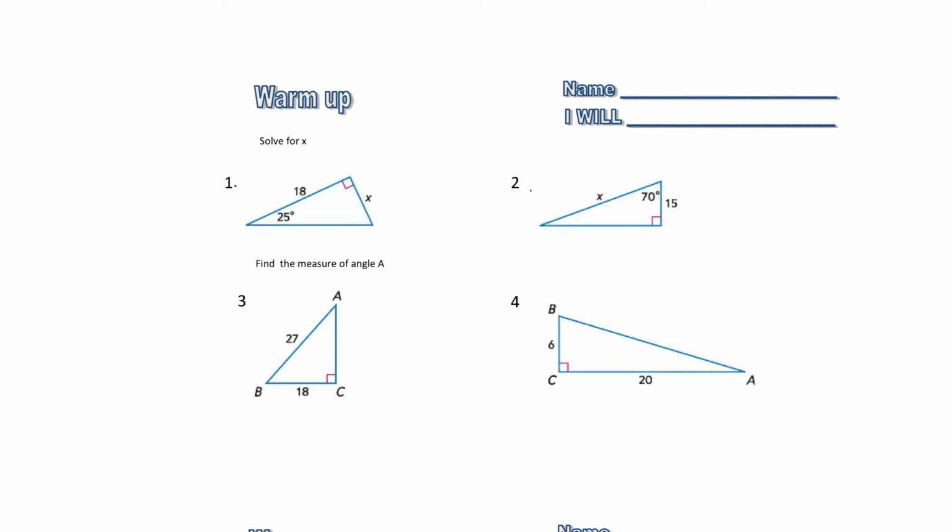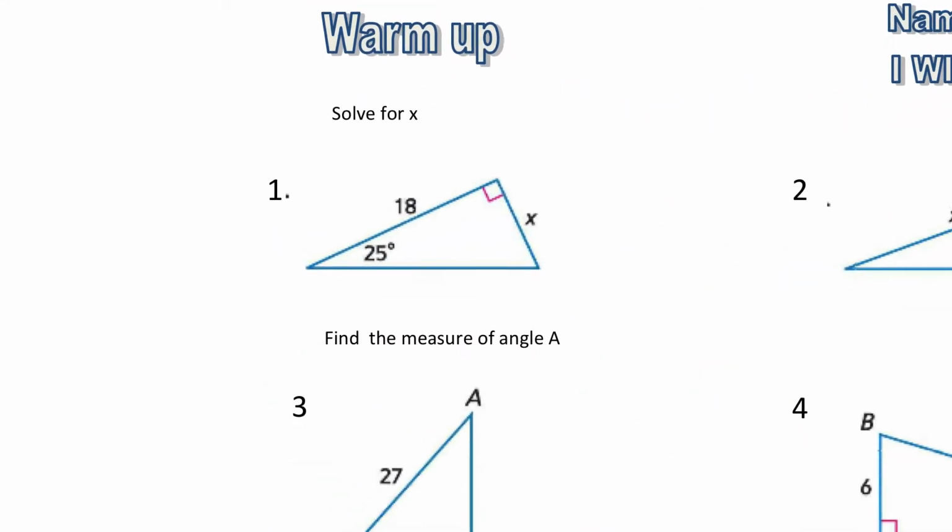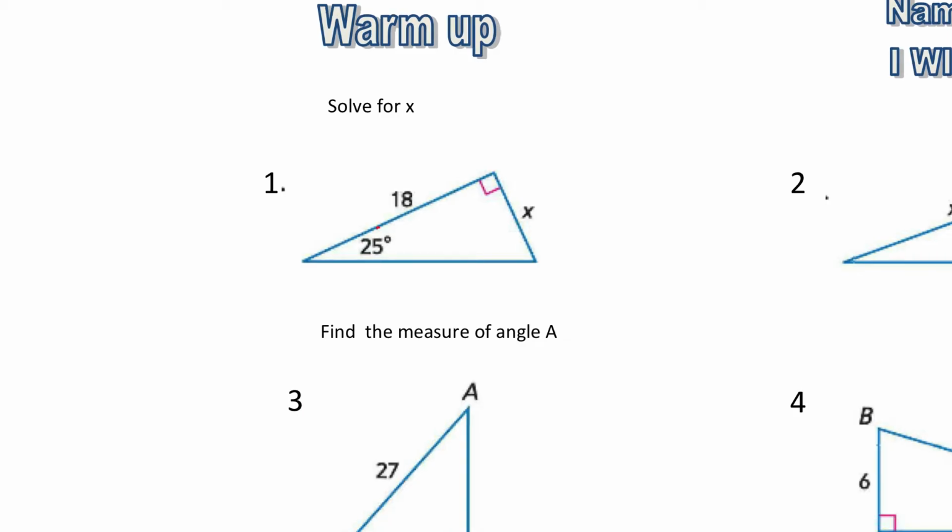Okay, so on number 1, here's the angle I'll be using. Which one is the H? The bottom one, the blank one. Which one's the A? 18. And then the O is the X.